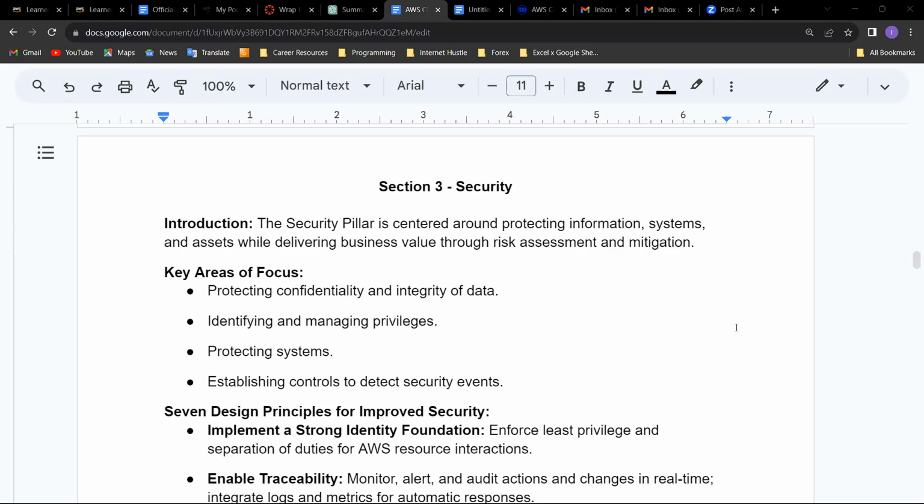You get it? Now we have staff. As a staff, do you just have access to anything because you are staff? No, we have to put in certain measures to make sure you are still monitored as far as you are delivering your work. So the security pillar also focuses on these key areas: one, protecting confidentiality and integrity of data, identifying and managing privileges, protecting systems, and establishing controls to detect security events. We'll take one after the other.